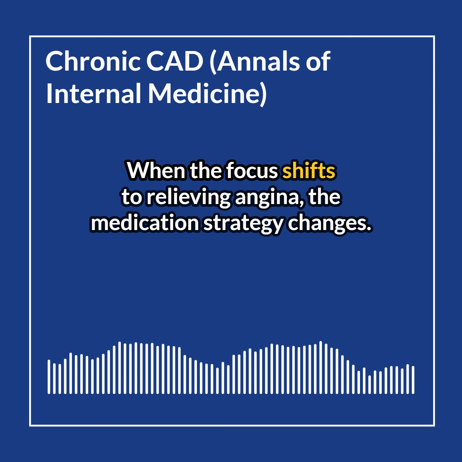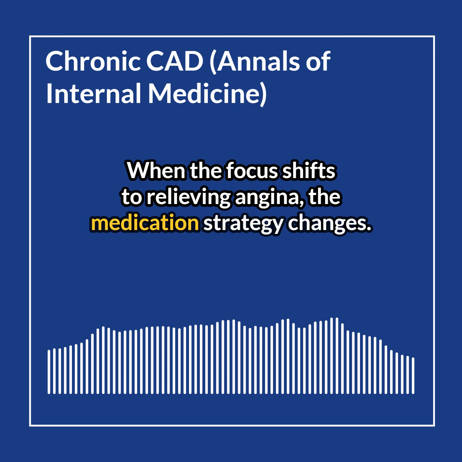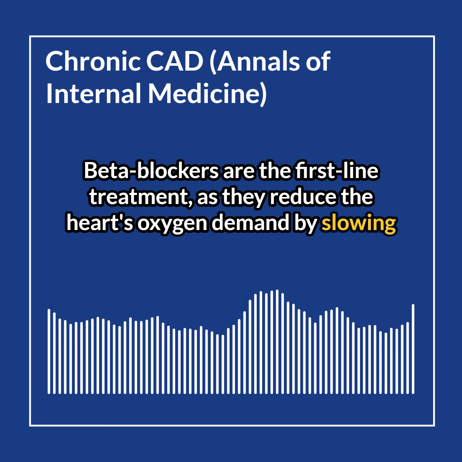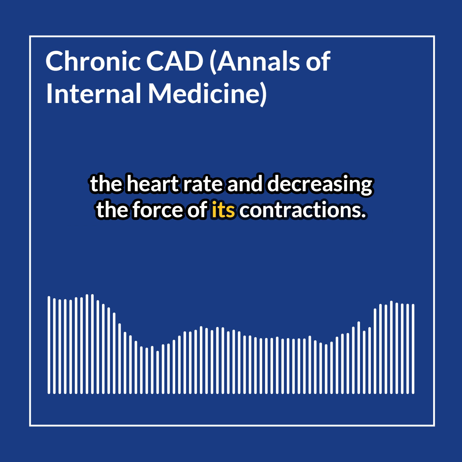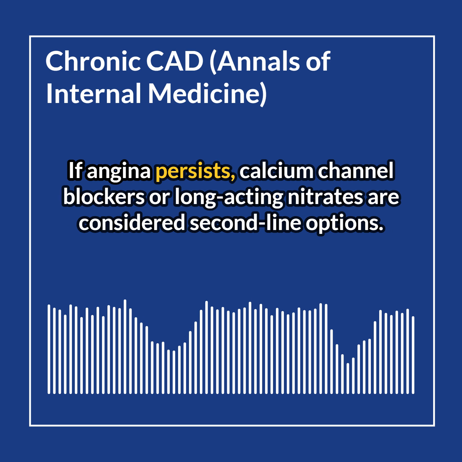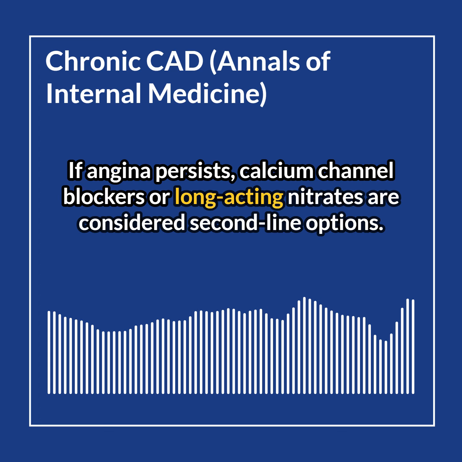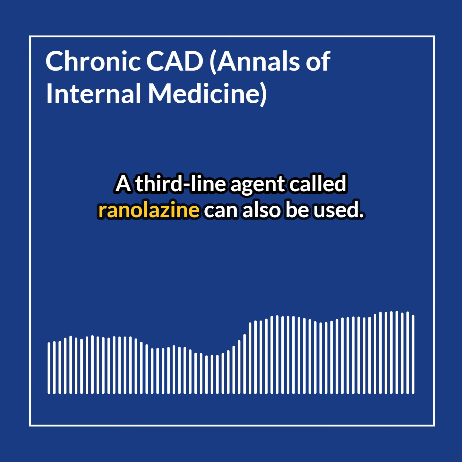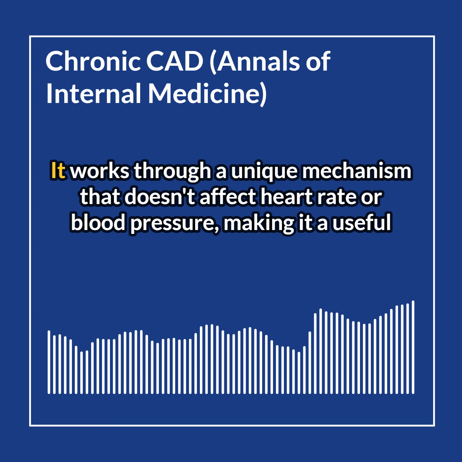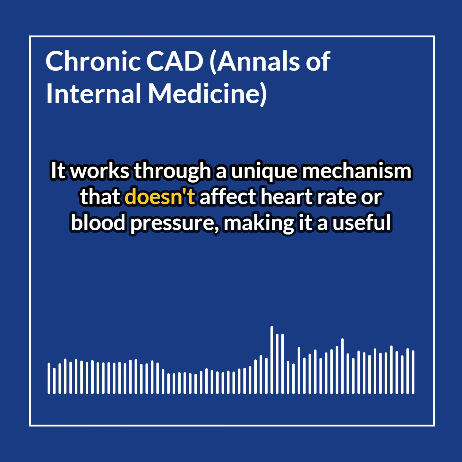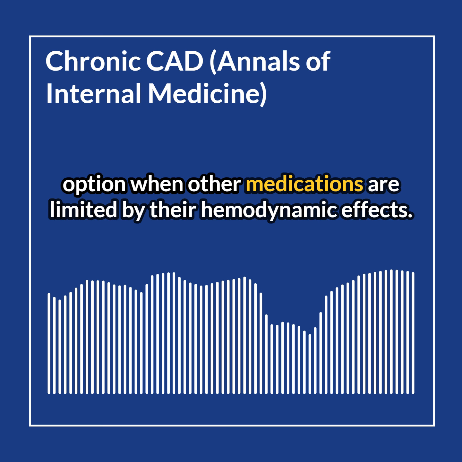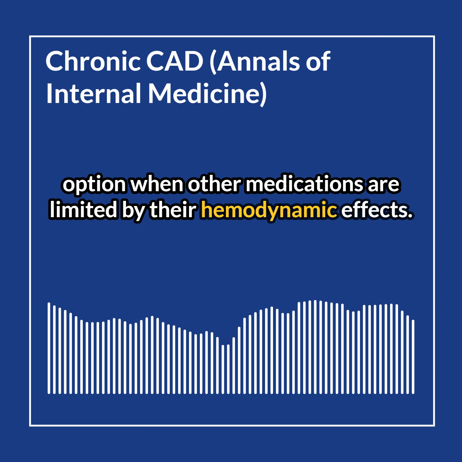When the focus shifts to relieving angina, the medication strategy changes. Beta blockers are the first-line treatment, as they reduce the heart's oxygen demand by slowing the heart rate and decreasing the force of its contractions. If angina persists, calcium channel blockers or long-acting nitrates are considered second-line options. A third-line agent called ranolazine can also be used. It works through a unique mechanism that doesn't affect heart rate or blood pressure, making it a useful option when other medications are limited by their hemodynamic effects.